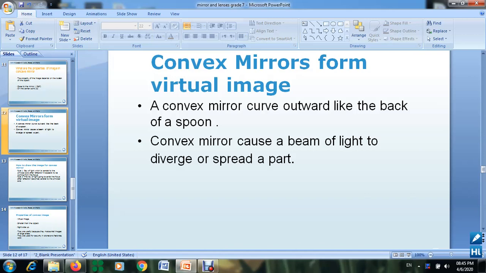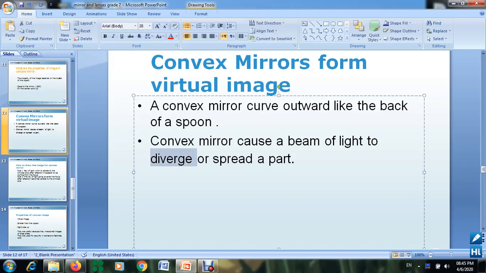Hello everyone. Today we are going to talk about the second spherical mirror, which is the convex mirror. We have studied before the concave mirror and the properties of the image for any object that is in front of a concave mirror. The same thing we will do for the convex mirror. We want to know the property of the image and how to draw it.